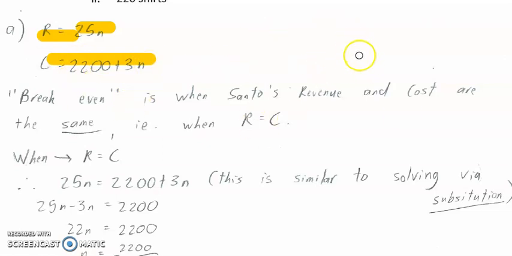Now students, for those of you who aren't too familiar with the term break even, it means when you break even, that's when your revenue and cost are exactly the same, when your expenses are the same as the amount of money you're earning. So when Santo's revenue and cost are the same, when R equals C, that's when his break even point will be.